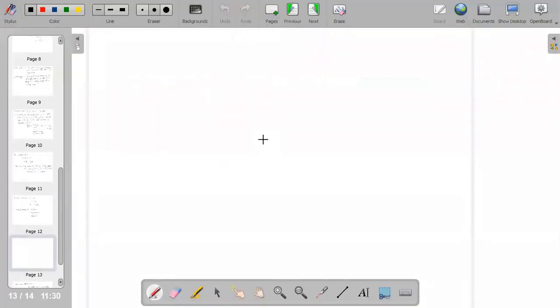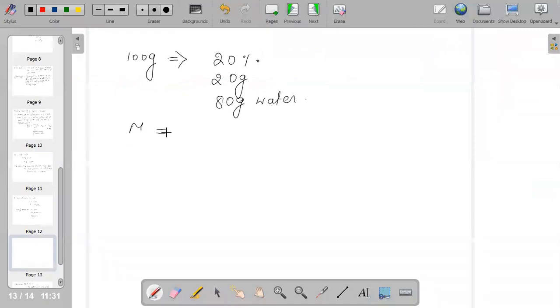Suppose 100 gram of solution contains 20% ethylene glycol. Hence we can say that 20 gram is ethylene glycol and the rest, that is 100 minus 20, 80 gram is water. So let us find out the molar mass of ethylene glycol. We can say the molar mass of ethylene glycol is equal to 62 grams per mole.